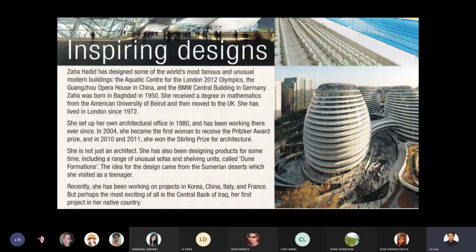She is not just an architect, she has also been designing products for some time, including a range of unusual sofa and shelving units called Transformations. The idea for the design came from Sumerian deserts, which she visited as a teenager. Recently, she has been working on projects in Korea, China, Italy, and France, but perhaps the most exciting of all is the Central Bank of Iraq, her first project in her native country.